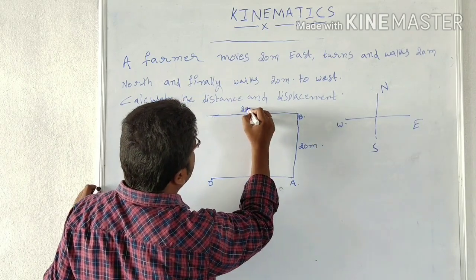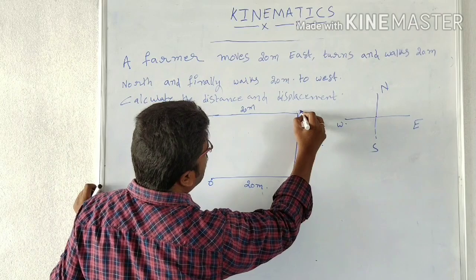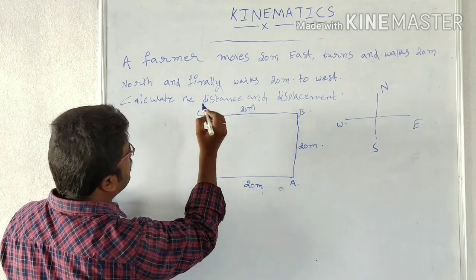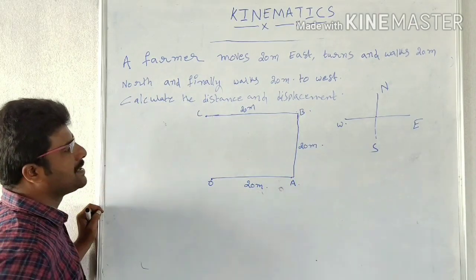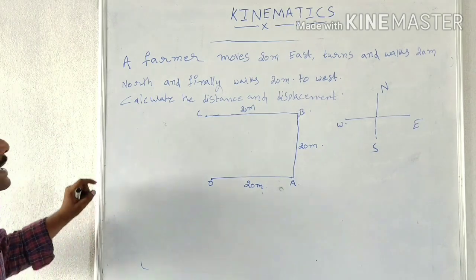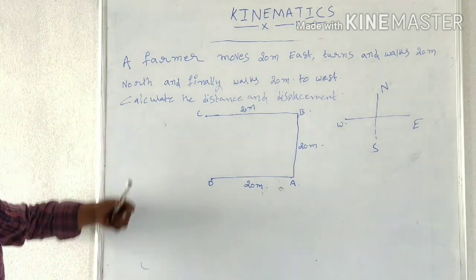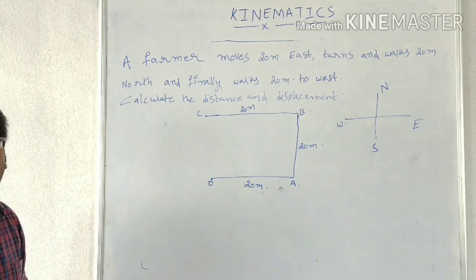So this is 20 meters. Now let us consider it is C. The farmer is exactly here. Now we want to calculate the distance and displacement travelled by the farmer.